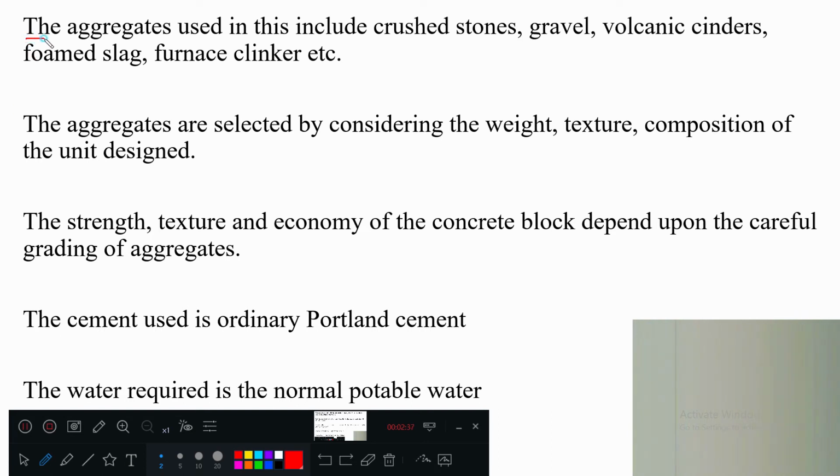Now, the aggregates used in this include what? Crushed stone, gravel, volcanic cinders, foamed slag, furnace clinkers. Furnace clinker and foamed slag are byproducts of some industry, maybe the iron industry or steel industry or any ore manufacturing, from which we draw the steel. There we get these as byproducts, or you can say waste products, slag and clinker. Apart from that, we can use naturally available crushed stones, gravel and volcanic cinders. These can be used as coarse aggregate as well as fine aggregate.